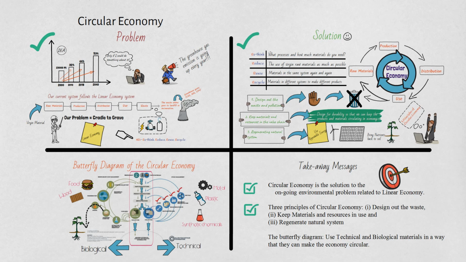And finally, the butterfly diagram of the circular economy says that based on the raw material we use, whether they are technical or biological, different options are available to bring the loop to cradle to cradle.